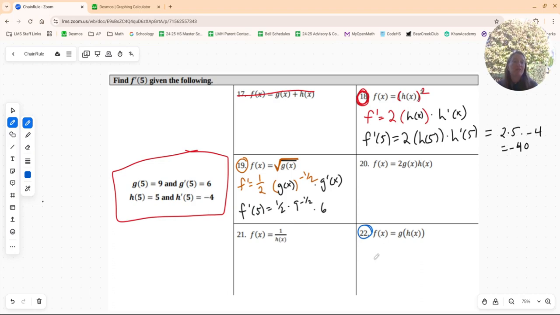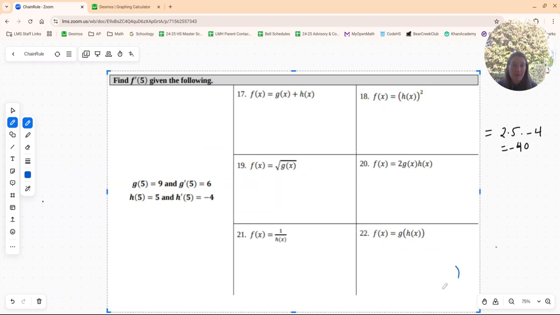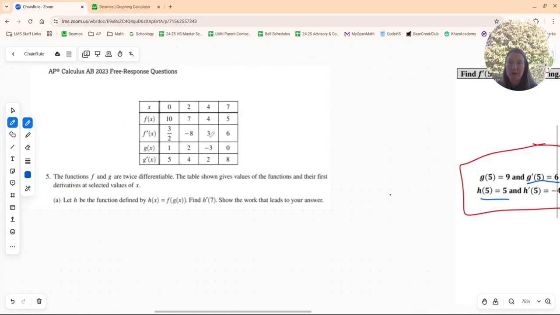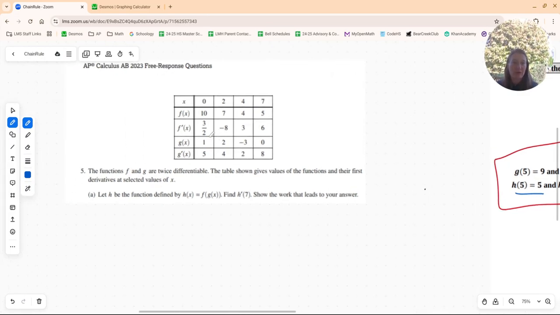All right, and now 22 is kind of the classic one. F prime, if I just by rote apply the chain rule, is g prime of h of x times h prime. That is literally what the chain rule says, and then I could just plug those in. This is going to take a little bit of effort on my part, because computing g prime of h of 5 takes a couple steps. H of 5 is 5, so g prime of h of 5 is 6. And h prime of 5 is negative 4. Beautiful. Okay, we could do 21 as well, but hopefully you've got the idea of how we use these numeric values.